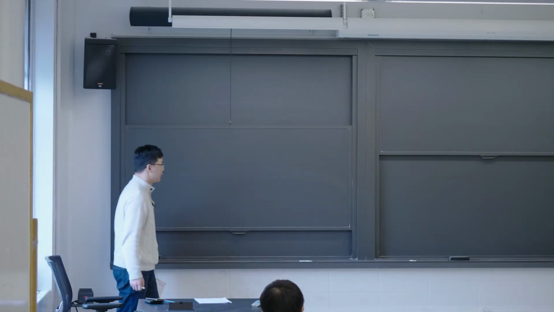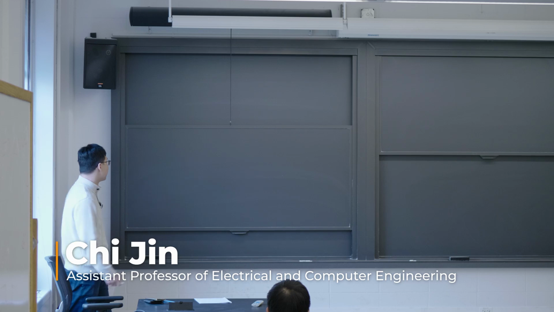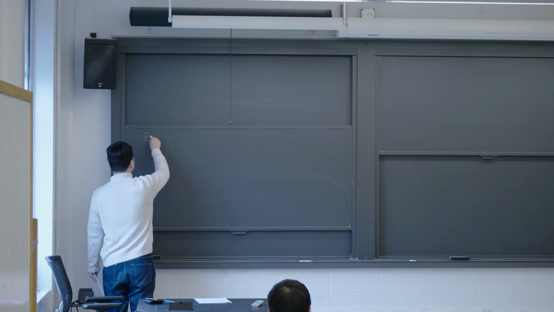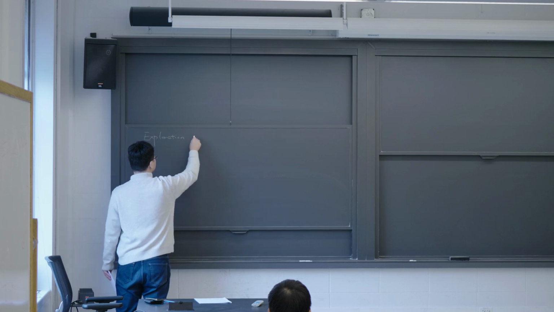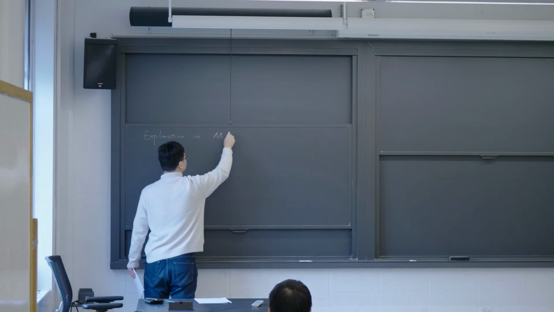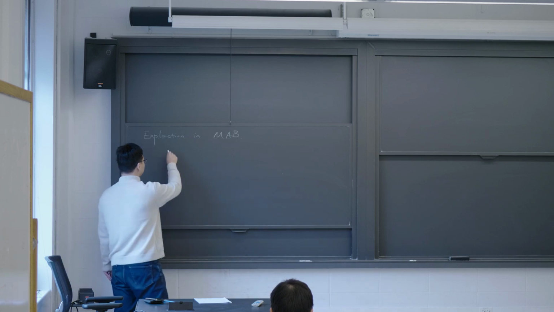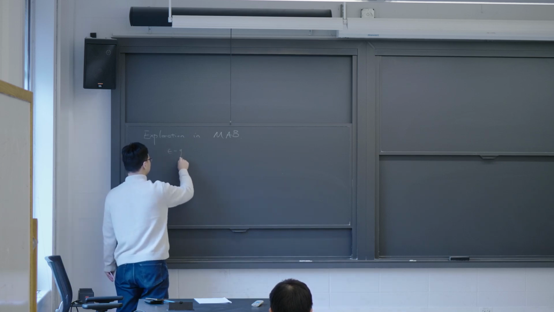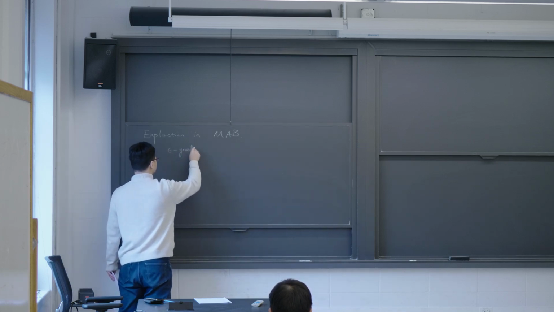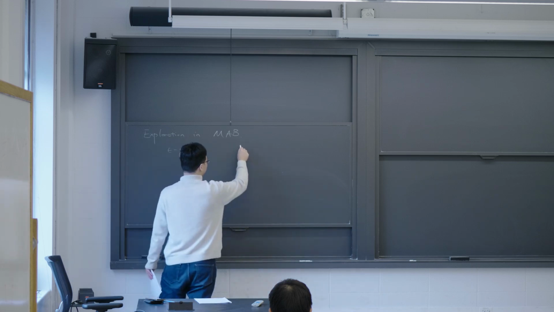In the last lecture, we talked about exploration in multi-armed bandit. Specifically, we talked about two algorithms. One is the epsilon greedy or epsilon first algorithm. The other one is the upper confidence bound.